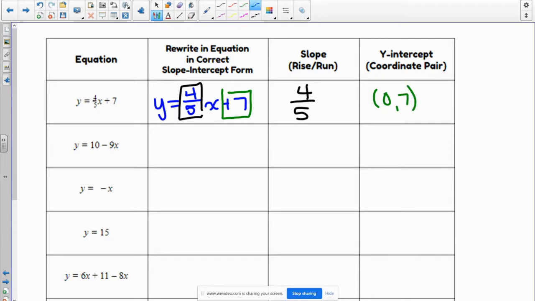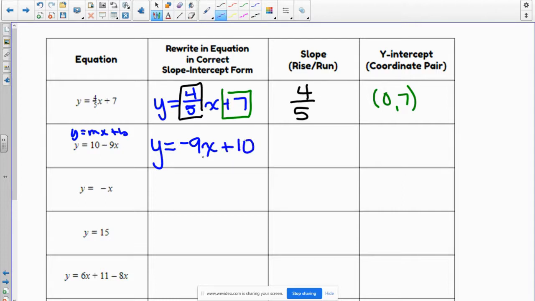Looking at the next example, notice that it's kind of flip-flopped. So we're going to look for the mx. In this case, it's negative 9x, and then the y-intercept is 10. To write it in that correct form, remember our form is y equals mx plus b, we're going to flip-flop that negative 9x and that 10. So rewritten correctly it would be y equals negative 9x, and notice the sign goes with the term, plus 10, and that's a positive 10. So now it's in the correct form.